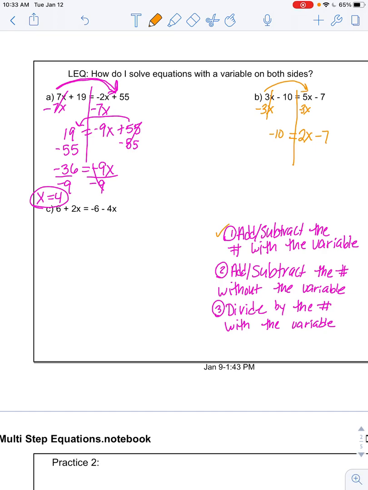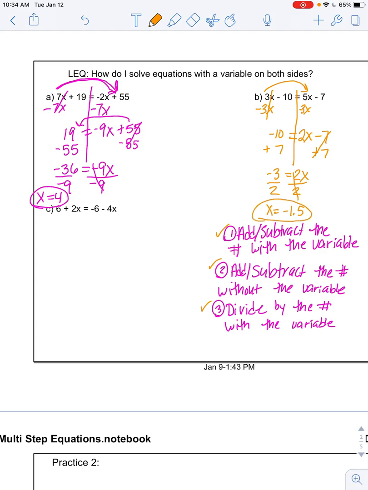Okay, so I went to the left side. Now I need to go back to the right side. So I'm going to add or subtract the number without the variable. I'm going to take that 7 and add it to each side. And I get negative 10 plus 7, so that'll give me negative 3. And then that's all equal to 2x. Last step is to divide by the number with the variable. Divide by 2, and x equals negative 1.5.